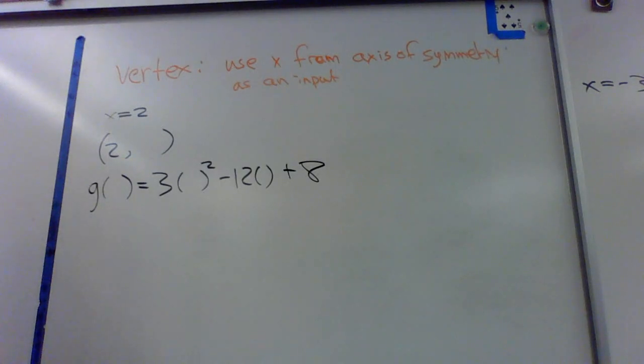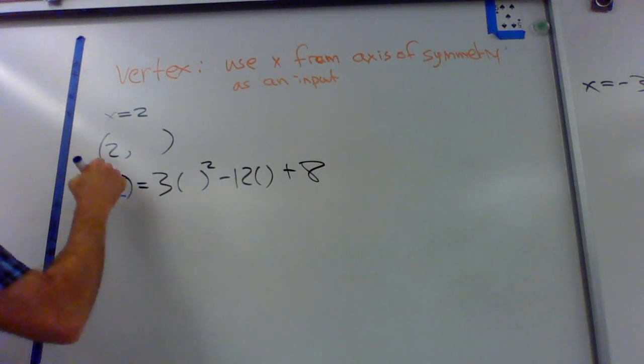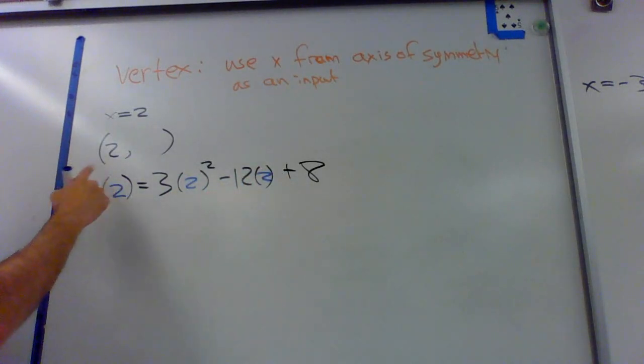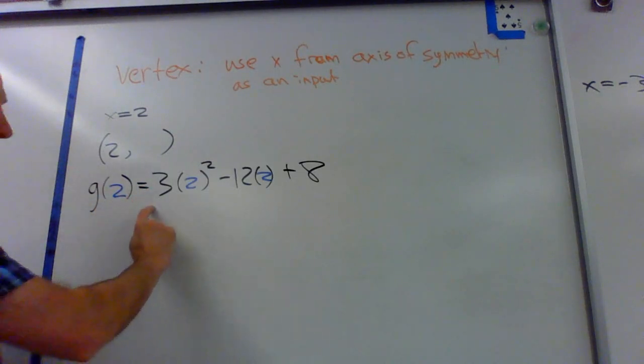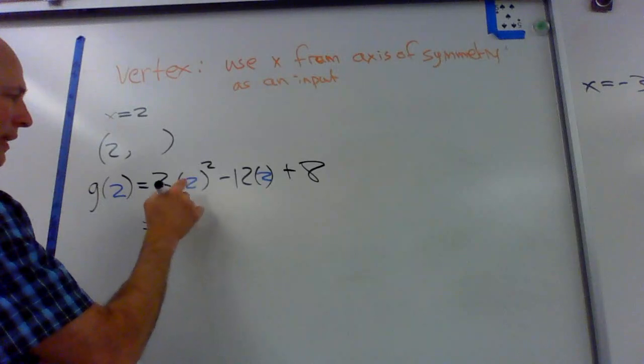And so what I'm going to do is drop these 2's into all of those where the x's were, because I want my x to be 2. Okay, this part over here, g of 2, is just telling me, if I read this, the output of the function g when you input a 2 can be calculated in this way. So let's simplify those things.